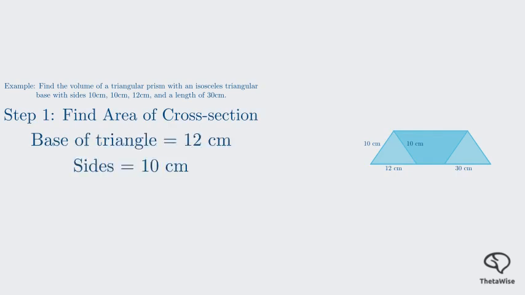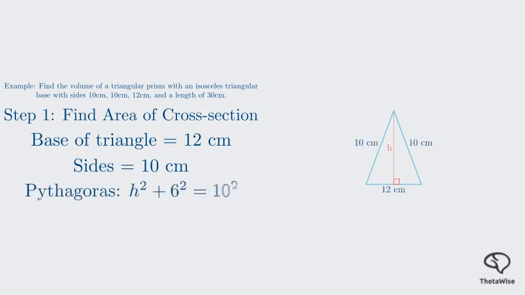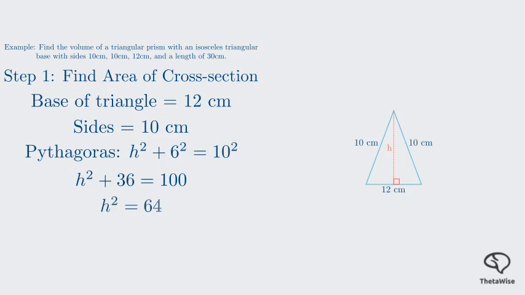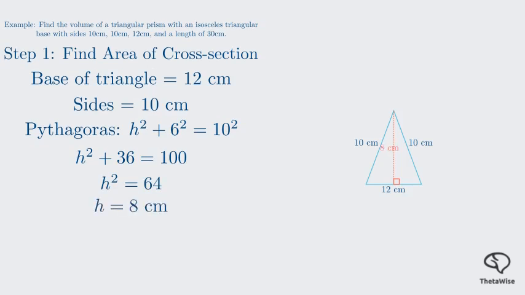To use the formula 1/2 base times height, we need the height of the triangle. We can find this height using the Pythagorean theorem. An isosceles triangle's height bisects its base, creating two right-angled triangles with a base of 6 centimeters and a hypotenuse of 10 centimeters. So h squared plus 6 squared equals 10 squared. h squared equals 100 minus 36, which is 64. Taking the square root, we find the height h is 8 centimeters.